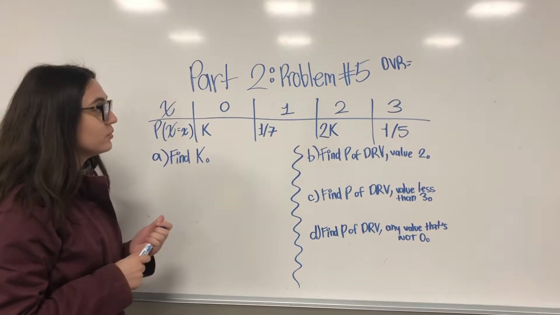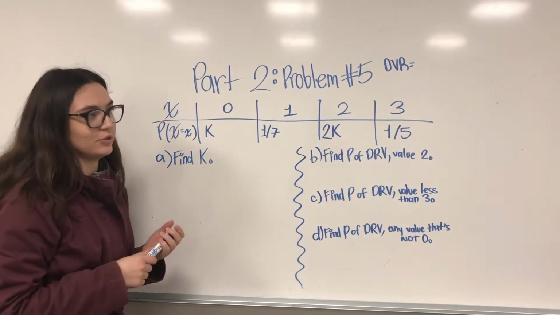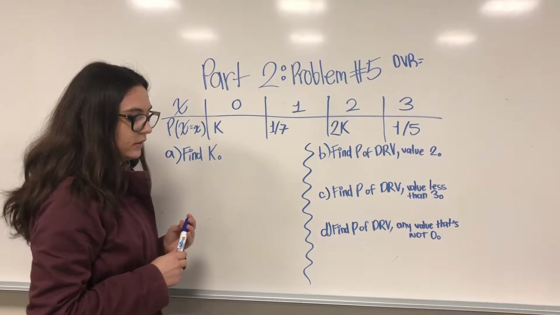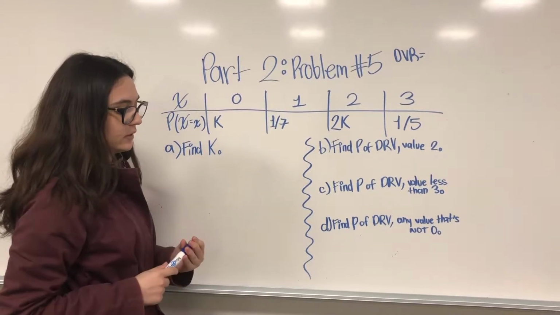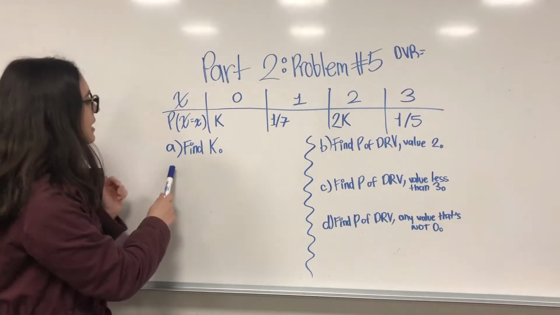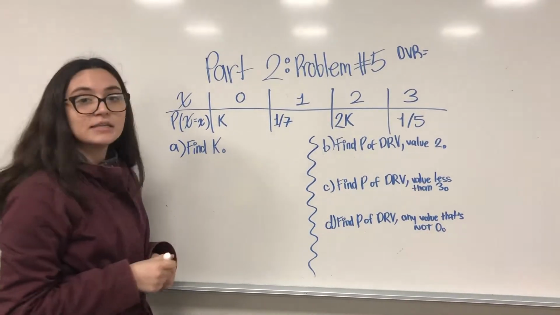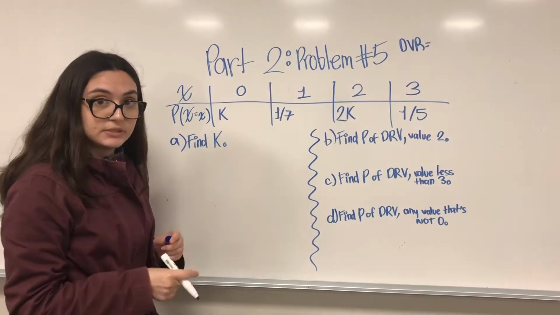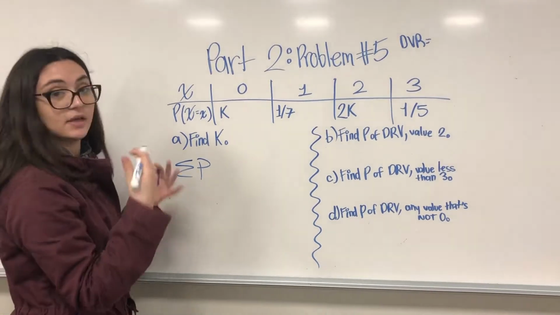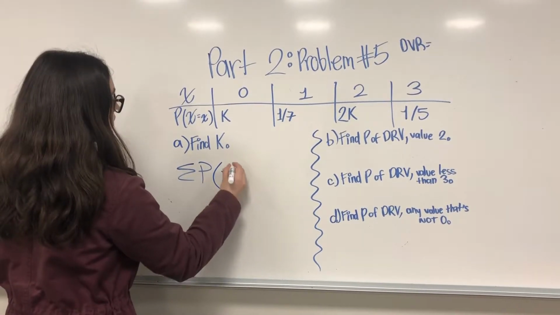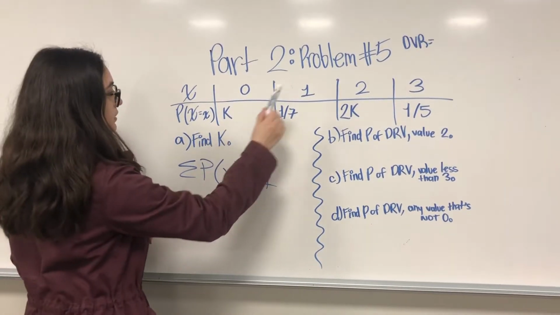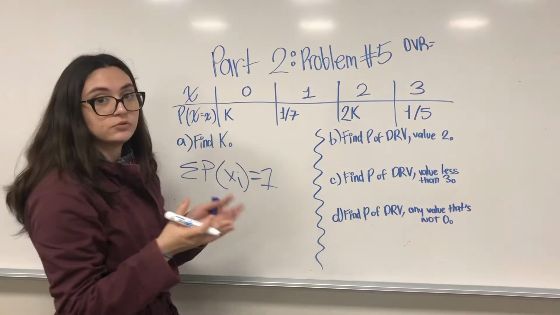Okay, so part 2 of the final project, partial 1, is that we have to do problem 5, which is: if the probability distribution of a discrete random variable is shown in the following chart. And in this case, for problem A, we have to find K. And in order to find K, we have to know this property, which is the sum of all of the P of x is equal to 1. So basically what this means is that this plus this plus this plus this is all equal to 1.